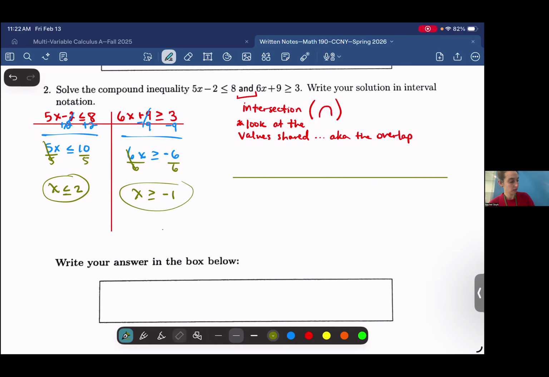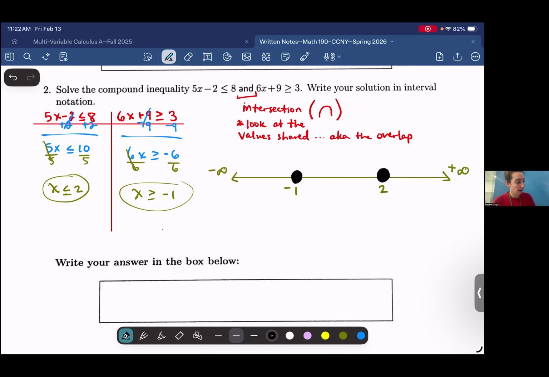Notice how both of them are closed circles because they have the line underneath the inequality. So we have negative 1, we have positive 2. Closed circles at both locations. And I'm going to use yellow and blue to color code because yellow and blue gives you green. And with intersection, we want to figure out what values are shared, aka the green values.